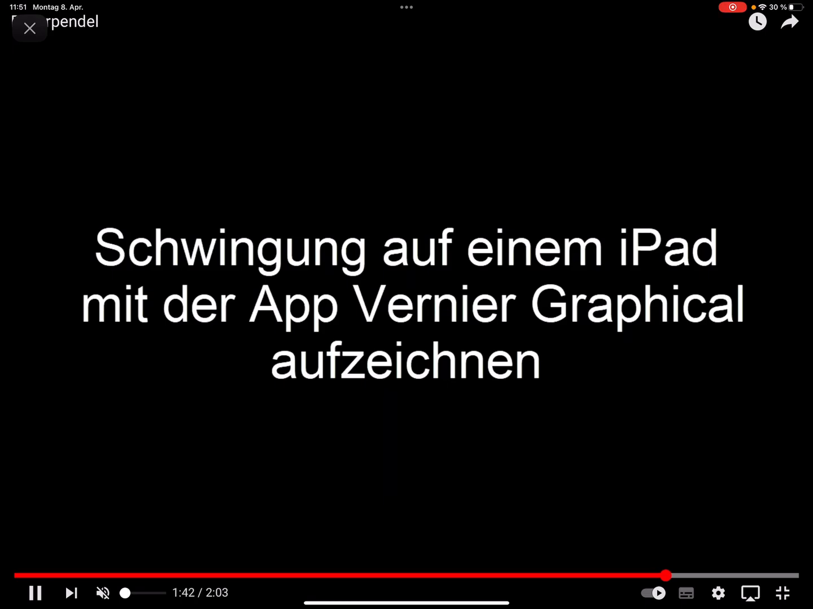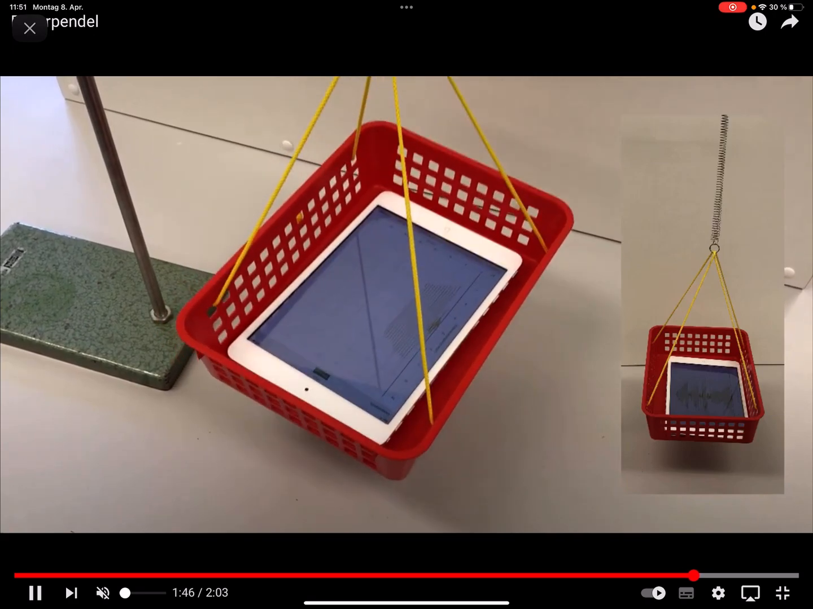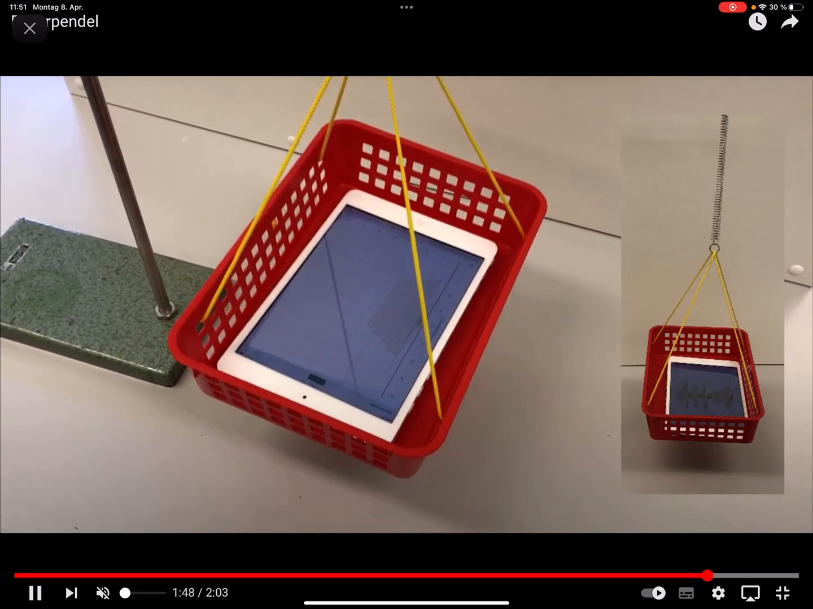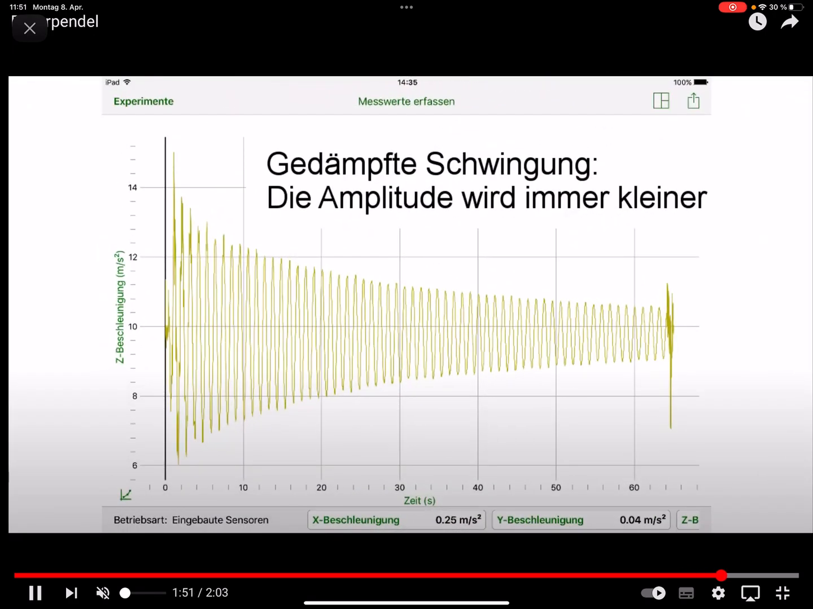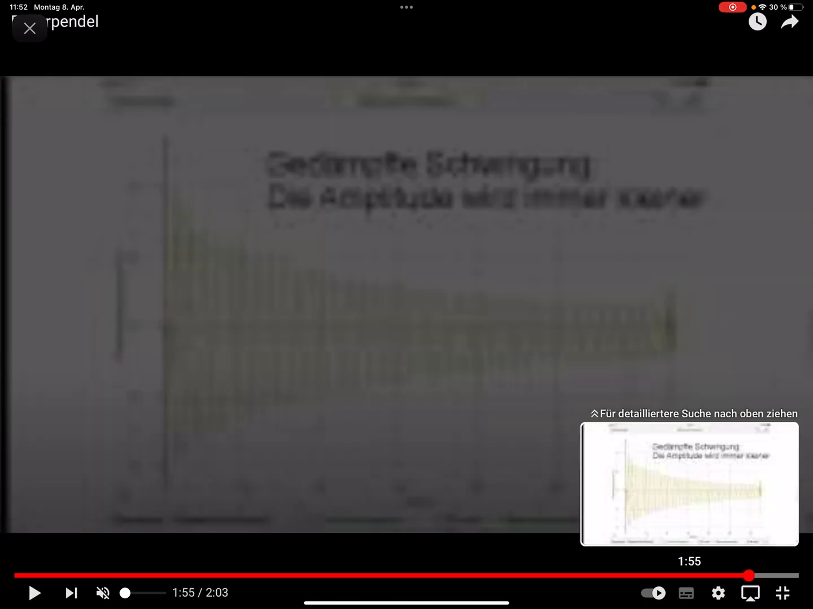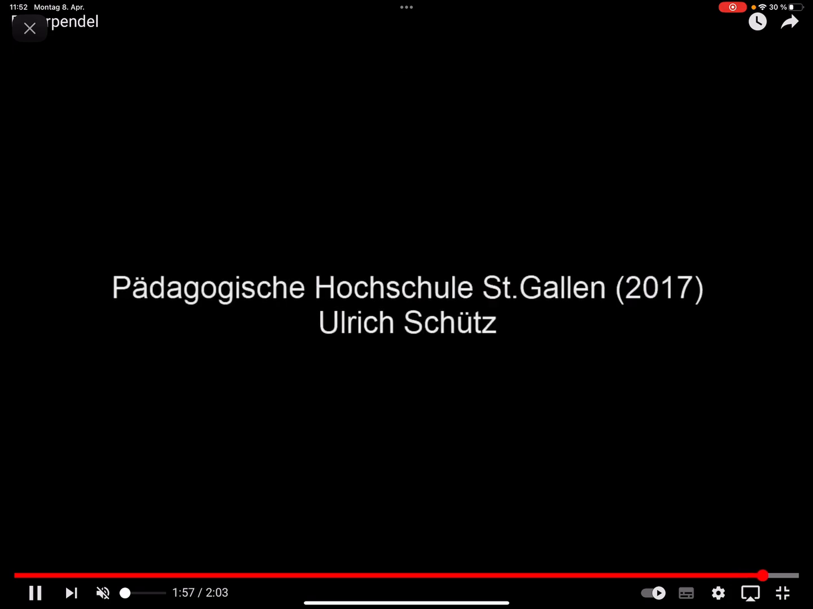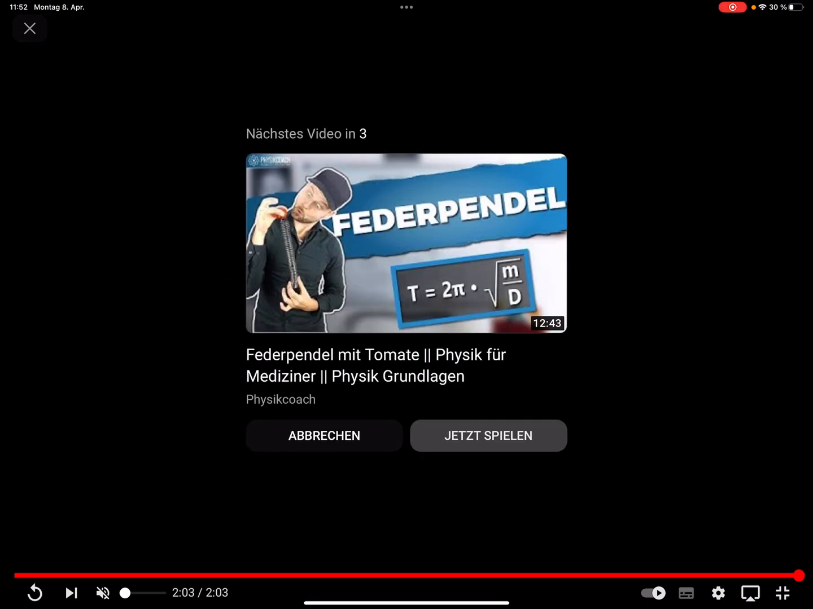Yes, there are many ways you can investigate this, but what the graph is showing is that the amplitude, so the maximal deflection, is getting smaller with time. And this is, of course, due to friction, that energy is going out of the oscillation.